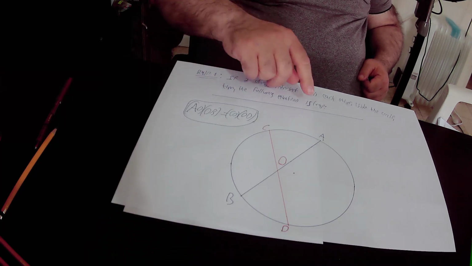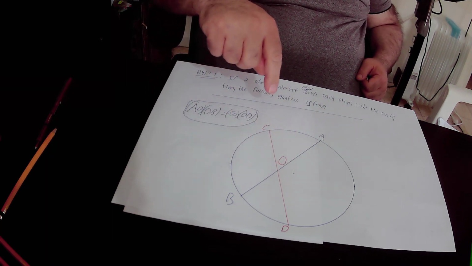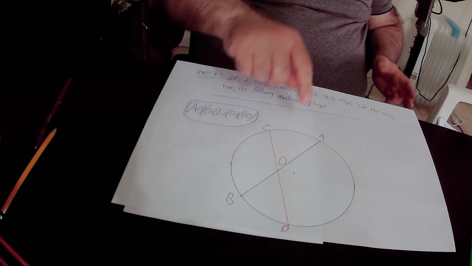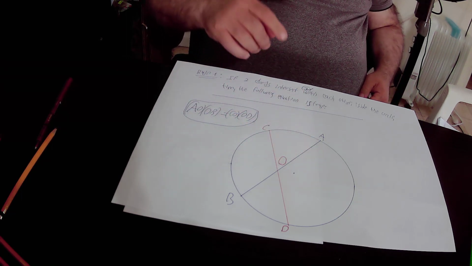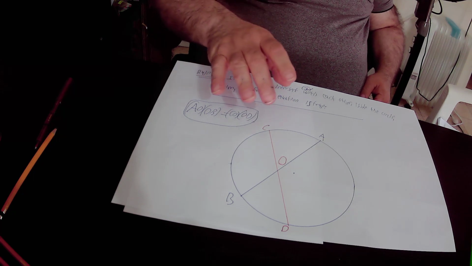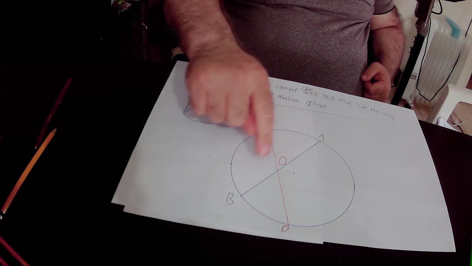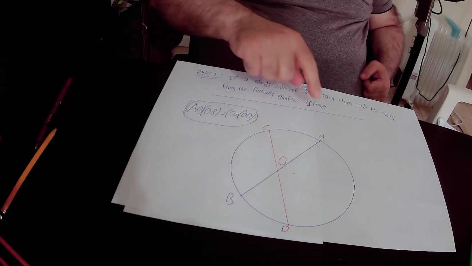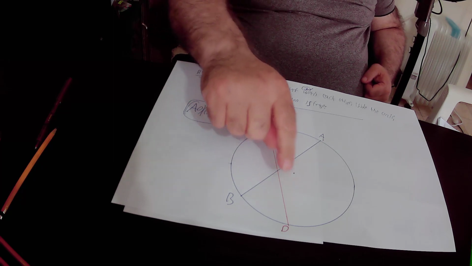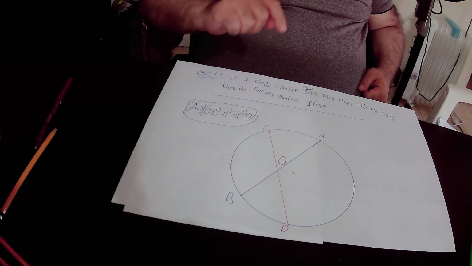So here, in this circle, we have chord AB that intersects with chord CD at point O. Point O is the intersection point of chord AB with chord CD. So if this is the data that has been given to us, then according to rule number 1, we will get that AO times OB equals CO times OD.